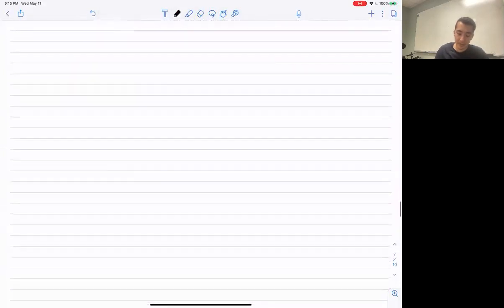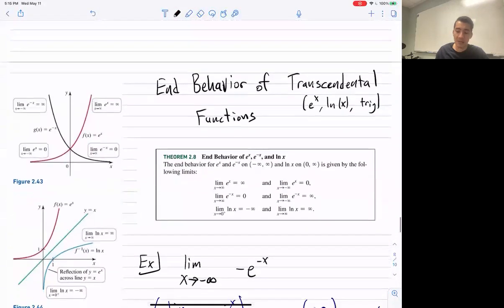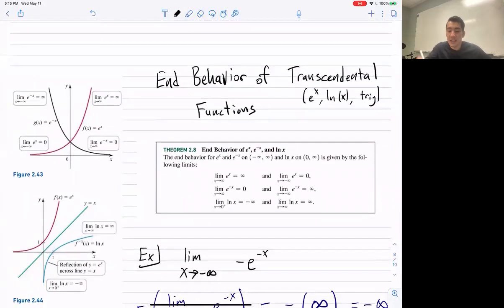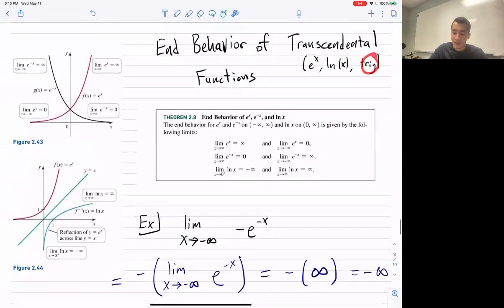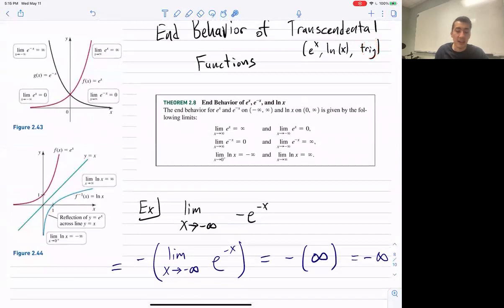All right. And let's talk about end behavior of transcendental functions. And so these are functions like e to the x, natural log of x, and all the trig functions. And so right now we'll focus just on e to the x and ln of x. And we have the following rules for e to the x and ln of x up here.